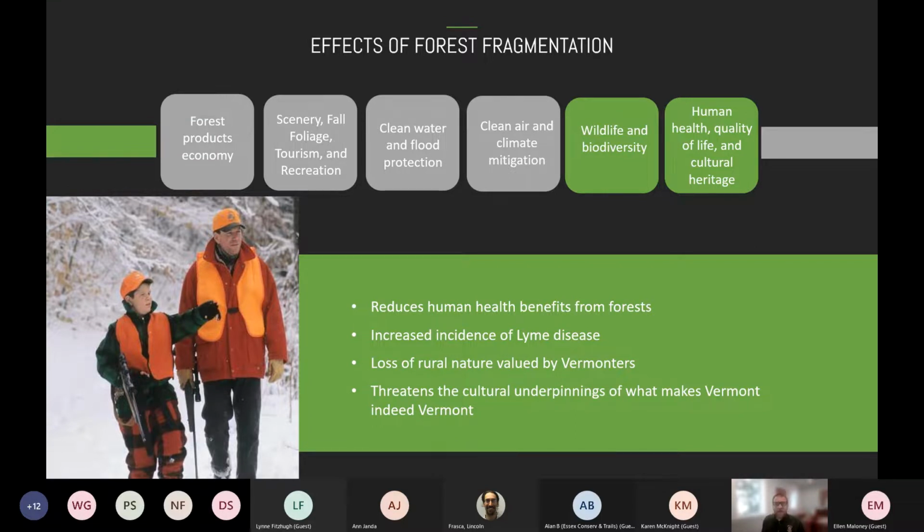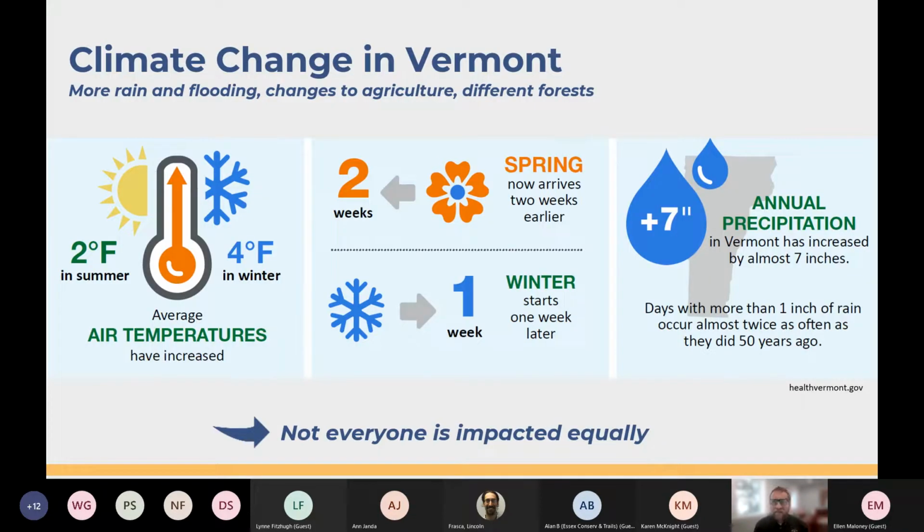Now, Anne had showed you earlier about some of the carbon projections. Let me just mention this one. In Vermont, what we're expecting, I often generally say warmer and wetter. Already we're seeing a 4 degrees Fahrenheit temperature increase in the winter. Spring is arriving 2 weeks earlier, which doesn't sound so bad here at the beginning of winter, but it's certainly having an effect. And precipitation has increased by almost 7 inches.